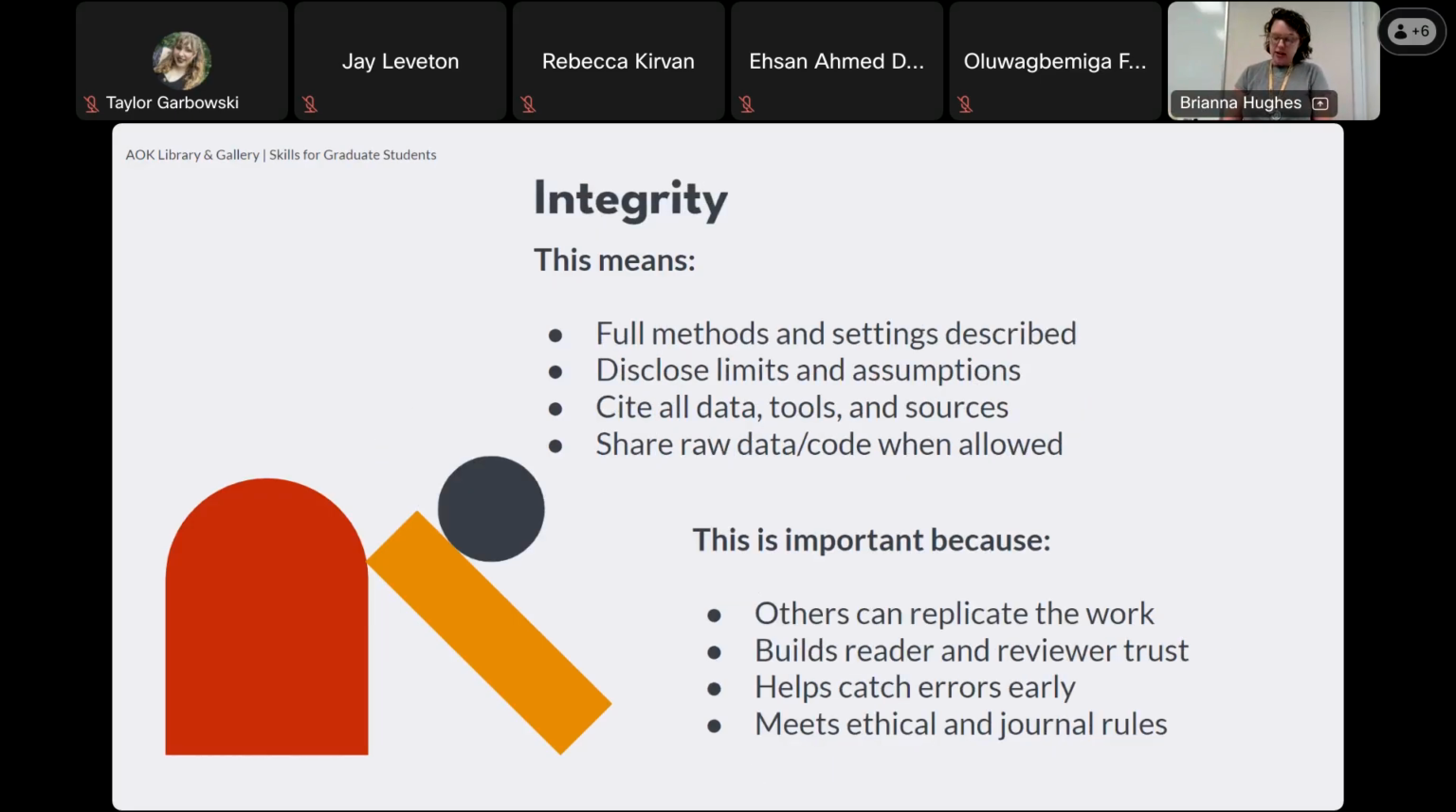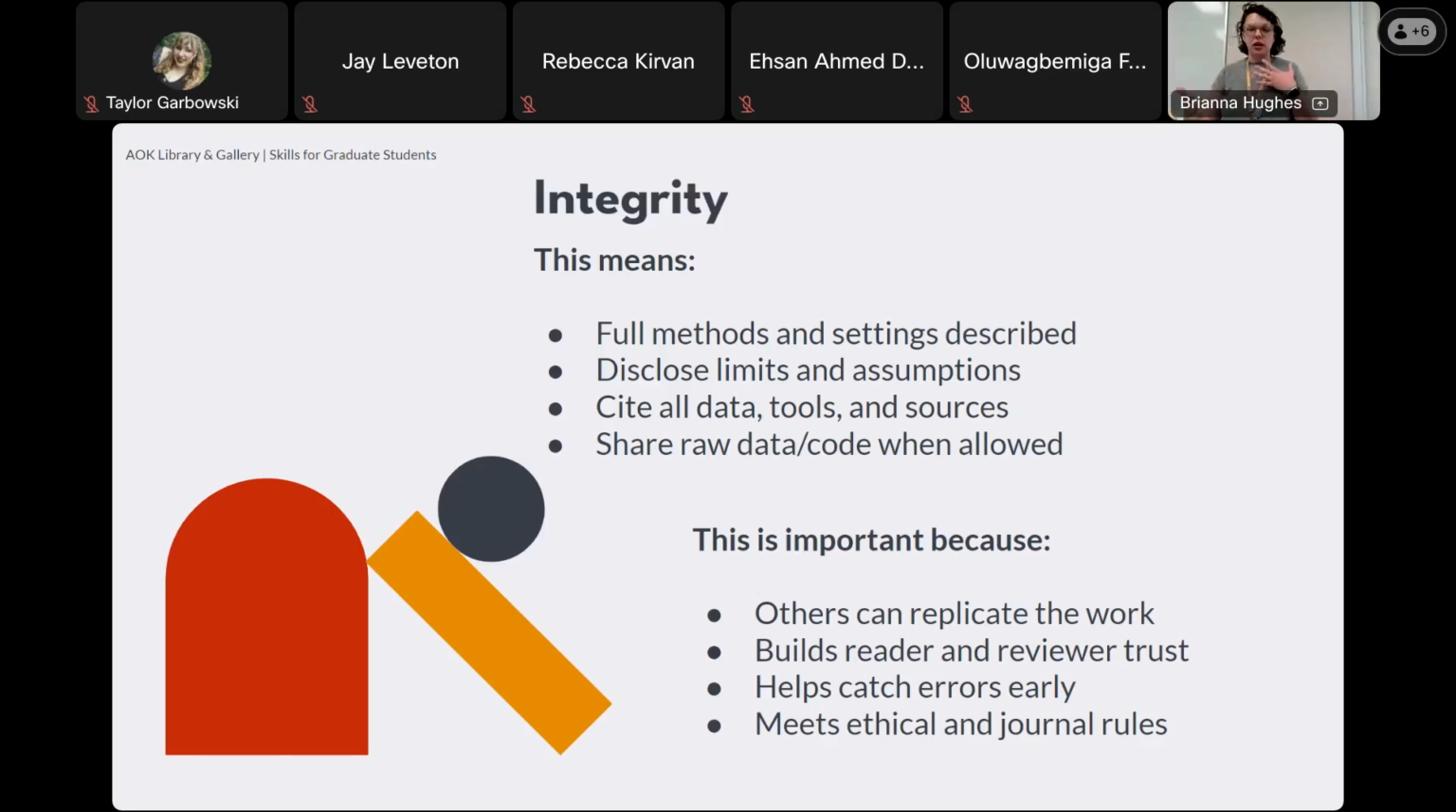Then we have integrity. Integrity, especially for those of us who are in the sciences fields, is really important. This means that it's a combination of objectivity and also transparency. So describing your full methods and your research settings, making sure that you disclose any limits you faced or assumptions you had, making sure that you're citing all of your tools and your data, and sharing your raw data or code when you can.